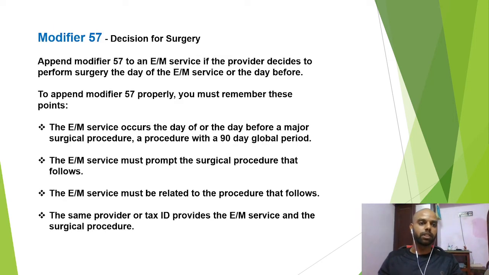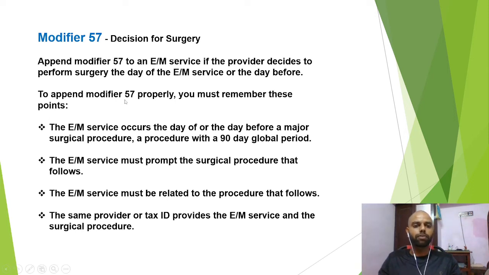Decision for surgery. Modifier 57 is for decision for surgery. Append modifier 57 to an E&M service if the provider decides to perform surgery the same day of the E&M service or the day before. For some services, the providers make the decision for surgery on the same day. For some procedures, they do it a day before based on the patient's condition.